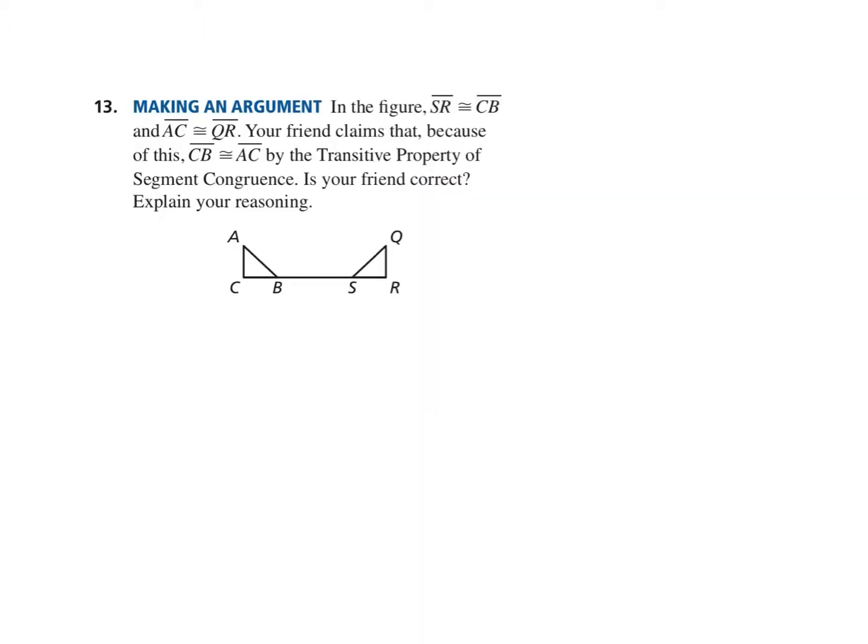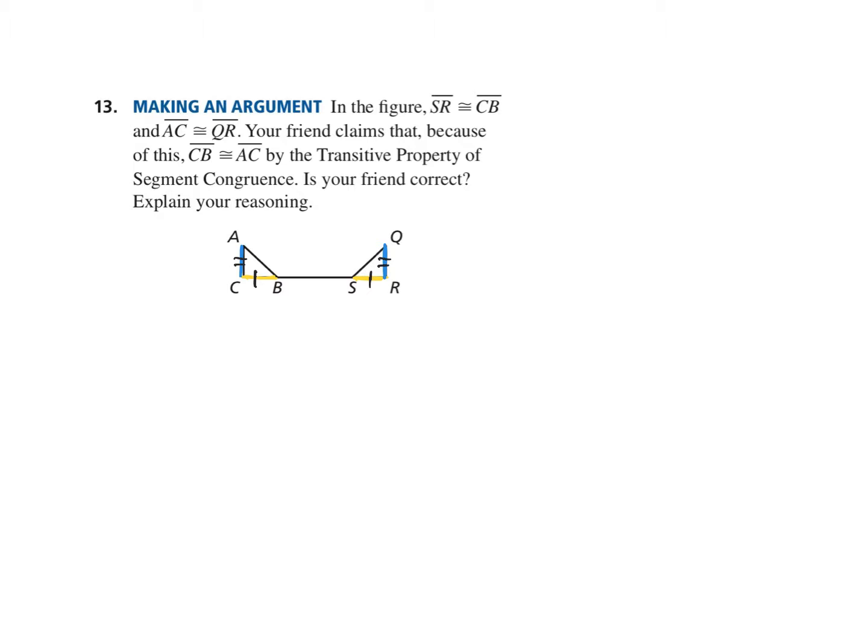Number 13, making an argument. In the figure, segment SR is congruent to CB. When we say they're congruent, that means the little hash mark there, those two are the same size. And AC, we'll do it in blue, and QR are congruent. So that's two hash marks. Those two are congruent to each other. Your friend claims that because of this, CB is congruent to AC by the transitive property. Okay, is your friend correct?